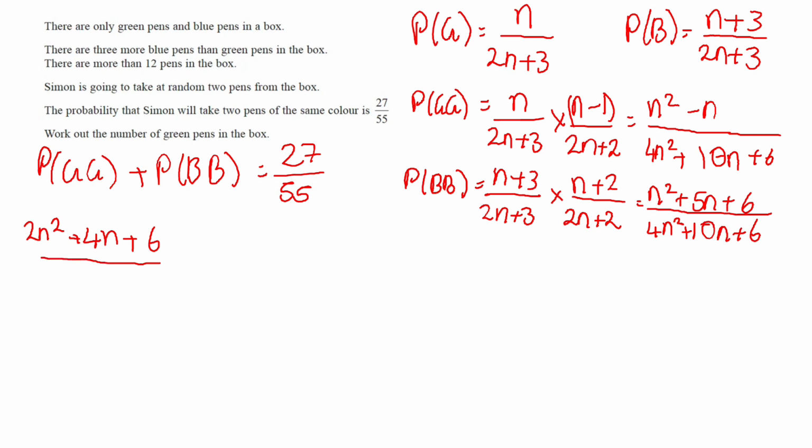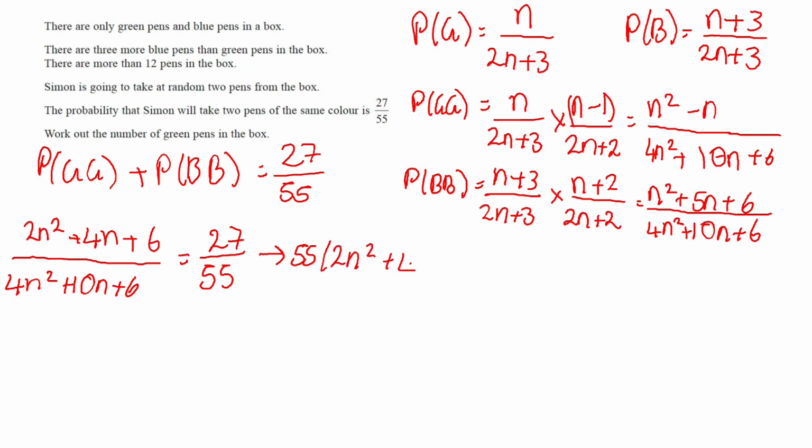And then our denominator is 4n squared plus 10n plus 6, equal to this fraction over here. Now we're going to start to rearrange this with the goal of making it equal to 0. There are different ways you could go about this. I would suggest that you multiply this side by 55 and this side by the 4n squared plus 10n plus 6. So it will look like this here. 2n squared plus 4n plus 6 times 55 is equal to 27 times 4n squared plus 10n plus 6.